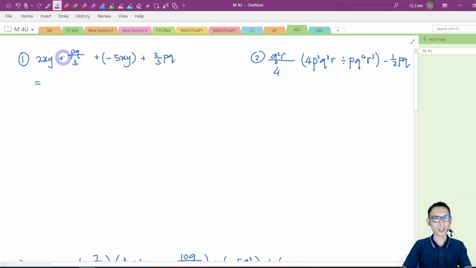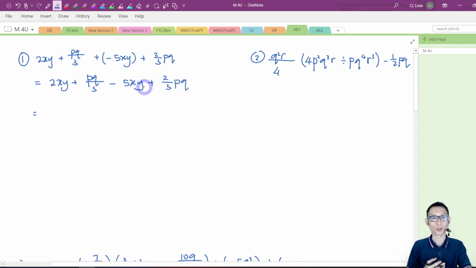So 2xy plus pq over 3, can the addition be performed between these two terms? No, because these two are unlike terms. So what I'm going to do here is to open up the parentheses first. Let me rewrite this again. Positive, negative becomes negative. 5xy plus 2 over 3 pq.